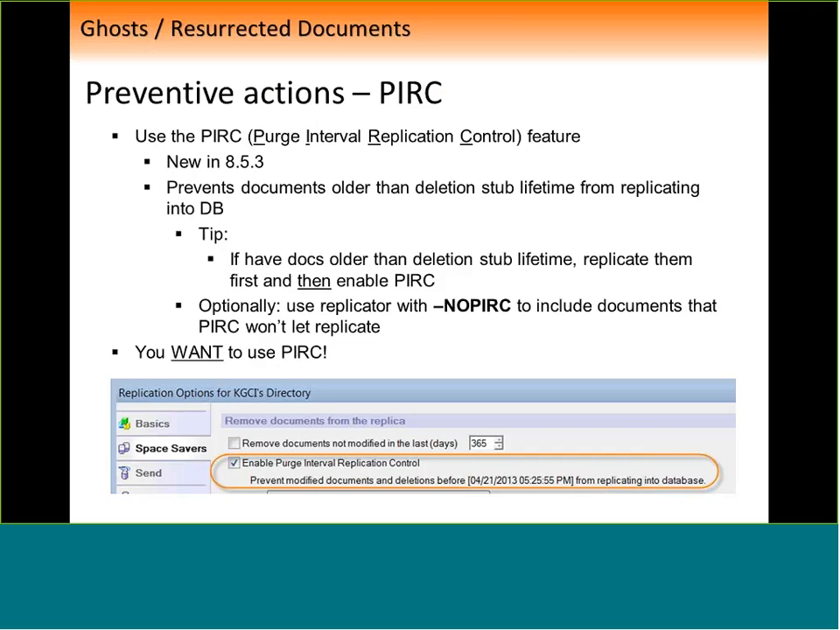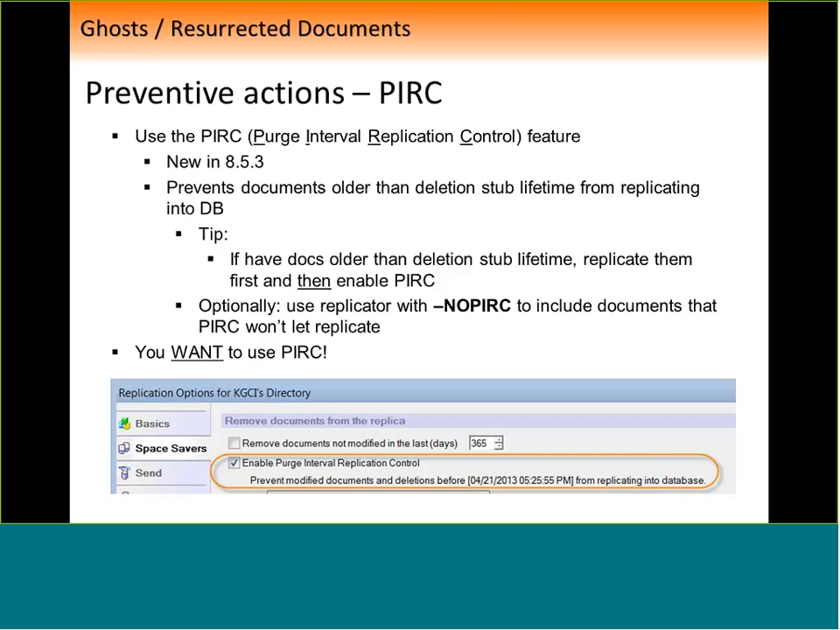The way that you set this is actually going into your replication settings, and it's on a per database level. So this is each individual database you have to do this on. It's not just set it to one database and it'll replicate over to your other databases. It's a per database level. So you can go into your Space Savers tab and just select the option to enable Purge Interval Replication Control, and you can see that it automatically tells you it's going to prevent any modified documents and deletion stubs being replicated into this database before this specific date and time, which obviously is going to be calculated based on how many days you have set as far as the number of the days of your deletion stubs that can be in there.